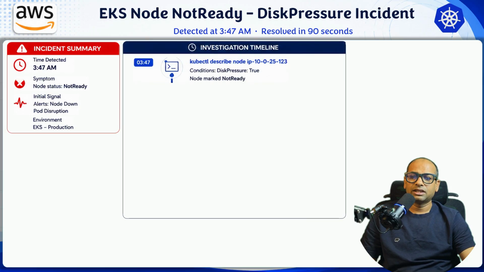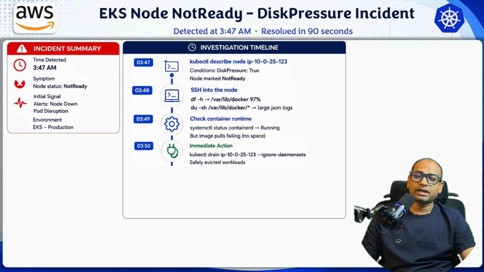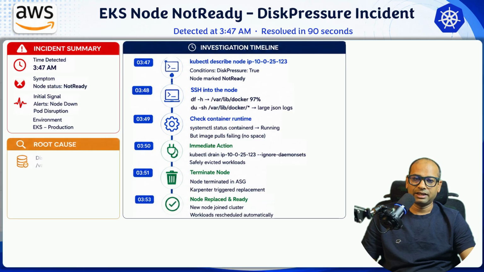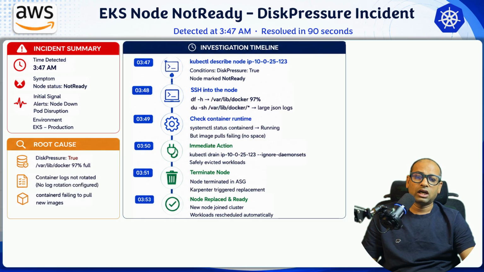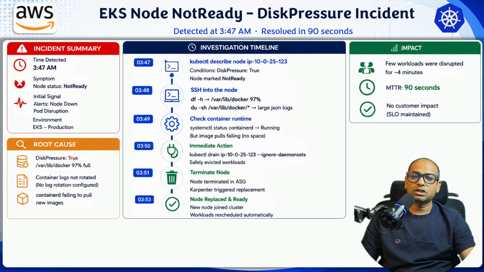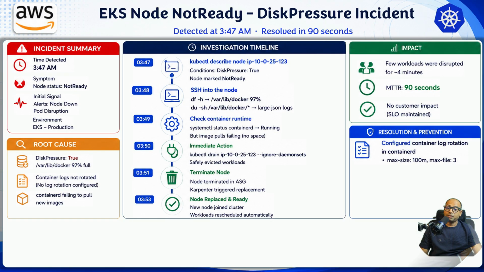Describe the node, SSH into the node, check the container runtime. Immediate action: terminate the node, replaced, and ready. Root cause: disk pressure, container logs not rotated, so they consumed all the disk. Containers failing to pull new images. Impact: a few workloads were disrupted for 4 minutes. MTTR is 90 seconds. No customer impact. SLO maintained.